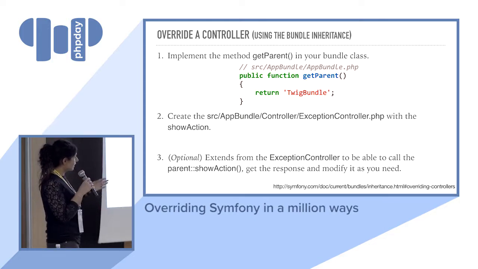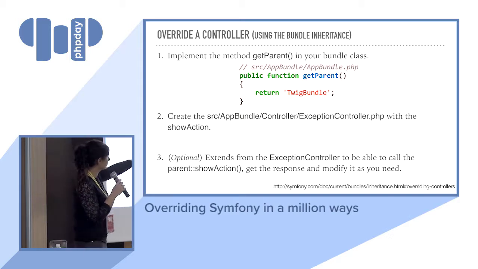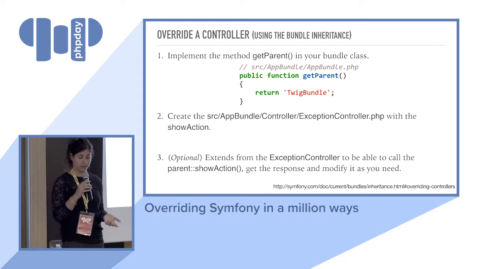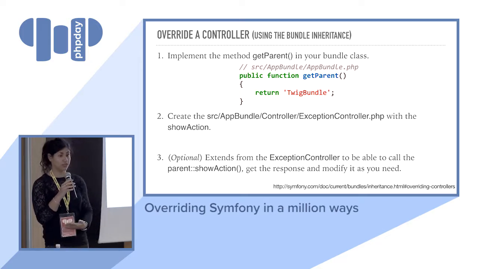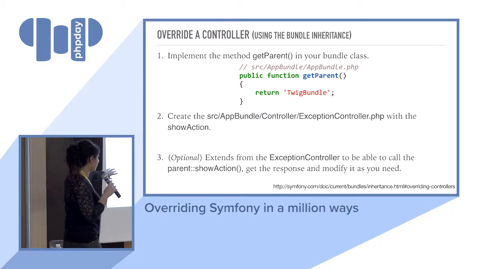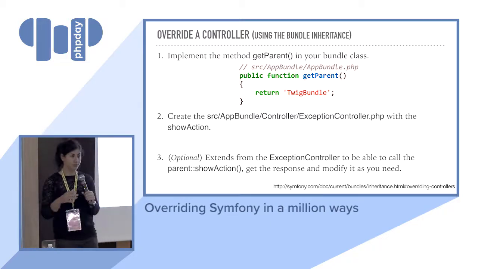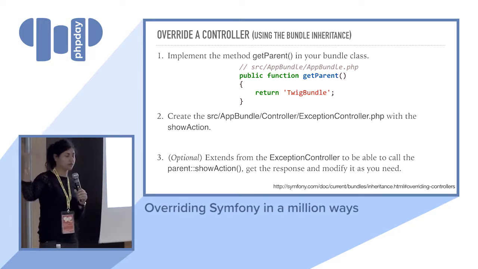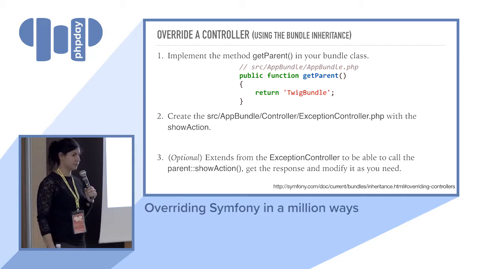Then you need to create your own controller in your bundle. So SRC app_bundle controller exception controller. Then create the show action you want to re-implement. And then implement whatever you want in the action. Here the third step is optional. You can call the method coming from the parent. But yes, you have to extend from the original controller, which is exception controller. And that's it. You can do whatever you want.